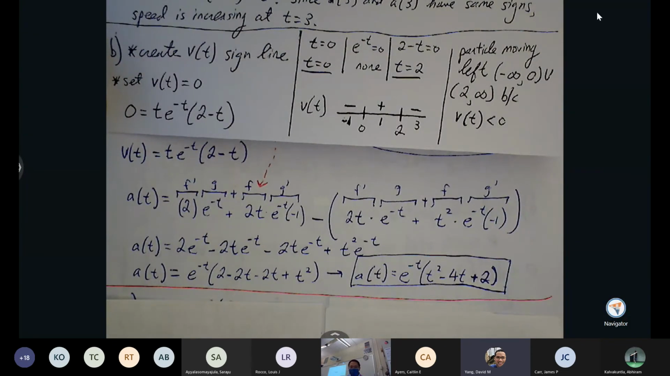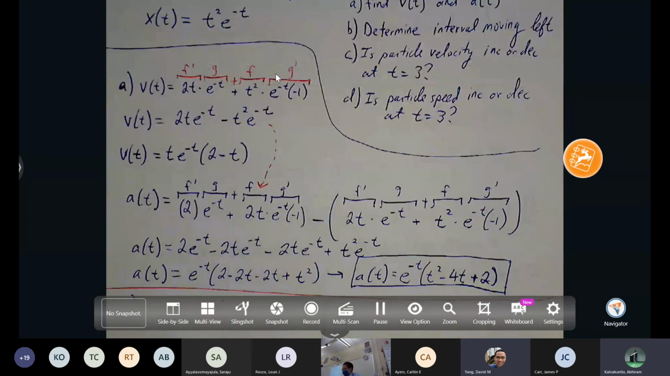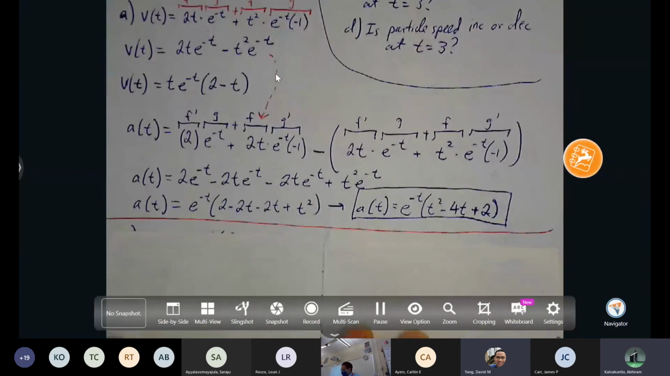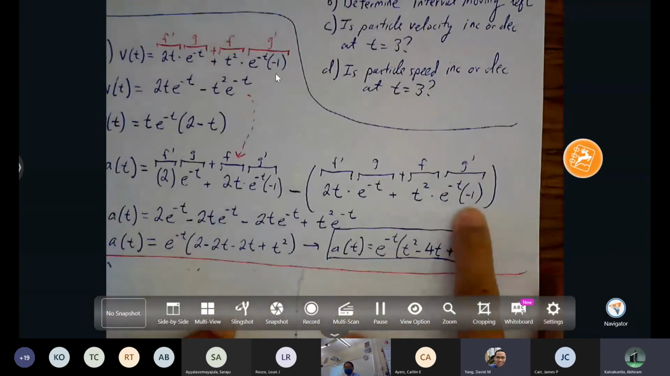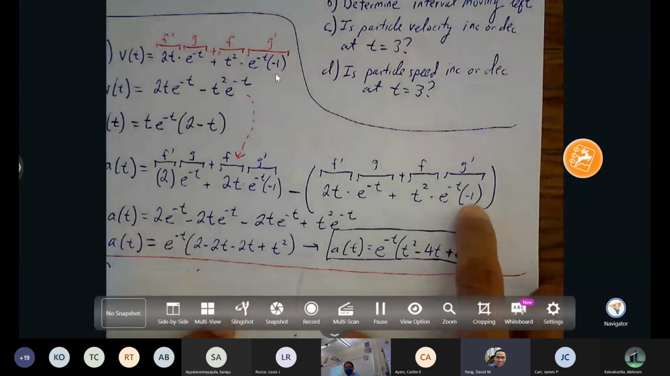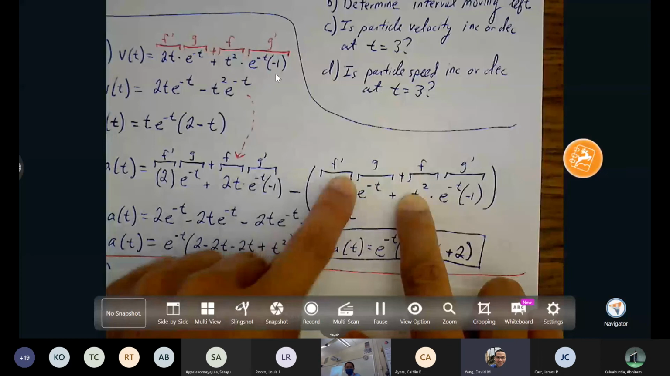Okay, any questions there? Yeah, Mr. Yang, I have a question about something in part A. Yeah. So the second A of t that we have, the simplified one, I thought there was supposed to be a negative before the t squared e to the negative t, because there was a -1 there. Oh, right here? Yeah. Yes, there's -1 here, but I'm also distributing a -1 through my parentheses.